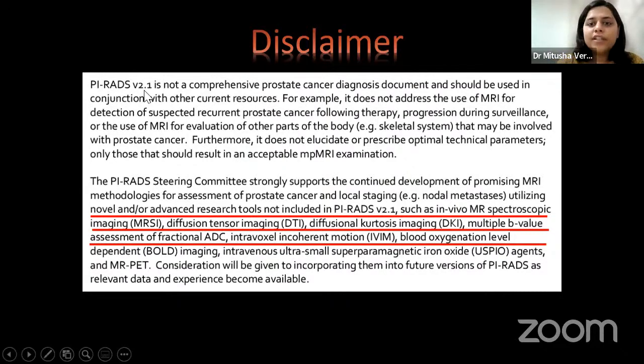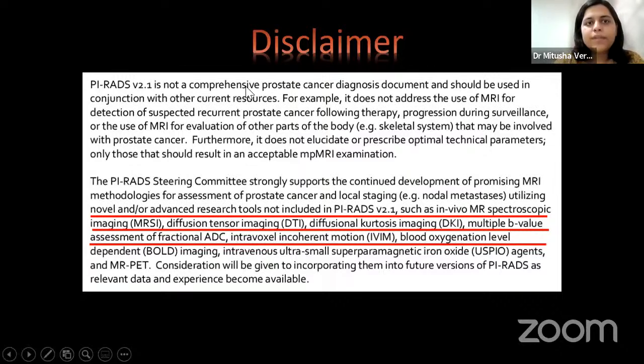However, it does not include tools like MR spectroscopy, DTI, DKI, that is diffusion kurtosis imaging, multiple B value assessment of fractional ADC, intravoxel incoherent motion, or BOLD, blood oxygen level dependent imaging. So they have written that they would like to utilize these in future, and they would like all of us maybe to utilize these promising tools, but that is not a part of the PIRADS version 2.1 multiparametric MRI protocol right now. So what is the disclaimer which they have given?